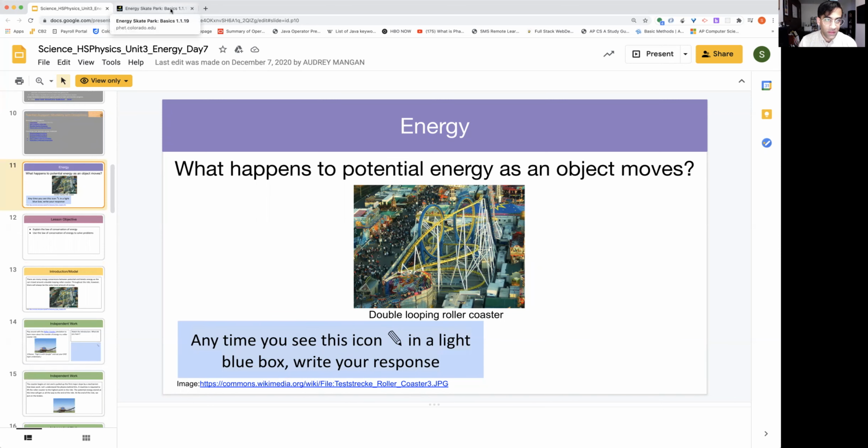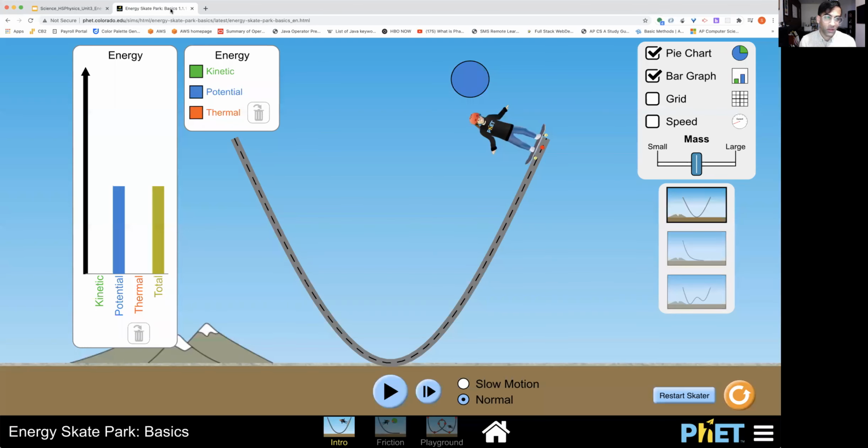And in order to do all of this, we're going to take a look at something called the Energy Skate Park. I love PhET simulations. The University of Colorado at Boulder has created all these wonderful animations that are interactive, which means we can change things. This one in particular is with a skateboarder on a half pipe. Before I hit play, I'm going to take note of the following. I've got a pie chart following this skater. I also have a bar graph that's easier to see, and I have energies labeled blue for potential, red for thermal, and green for kinetic.